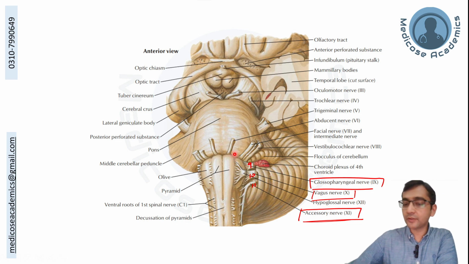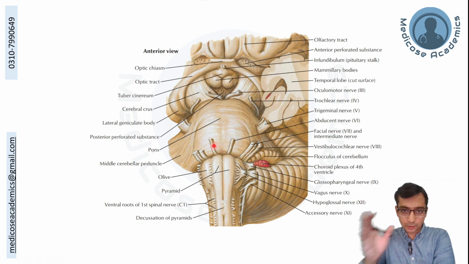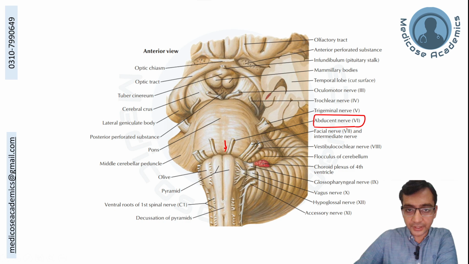On the upper aspect of the medulla oblongata, you can see the junction between these two parts. This is called the pontomedullary junction. Here in the pontomedullary junction, you can see three cranial nerves from medial to lateral aspect. The medialmost nerve is this one. This is the abducens nerve, the most medial one.